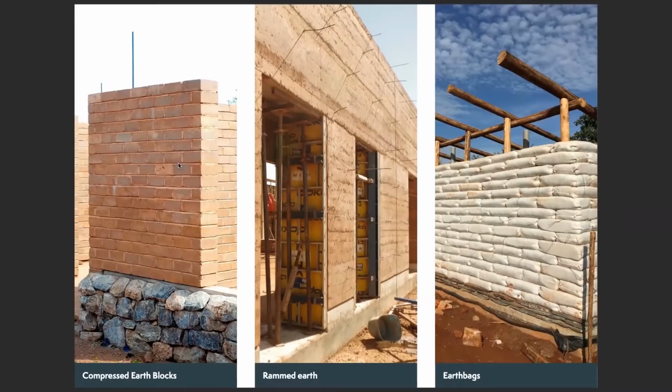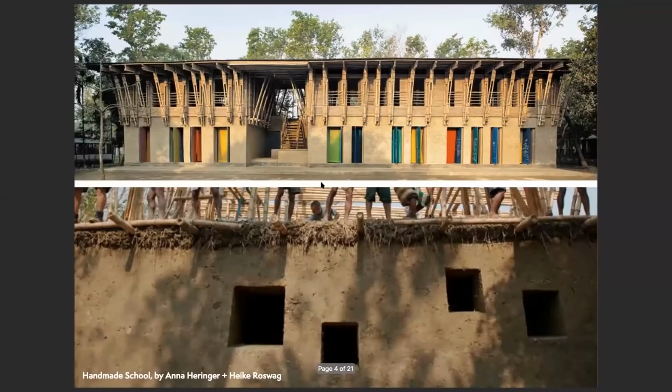Another application of earth construction is rammed earth, which is an in situ version of earth construction that relies on formwork. And then as a third example, there's earthbag construction, which is the one that we are going to focus on today. One of the key differences between the different types of earth construction is whether they are using any form of stabilizer or not.